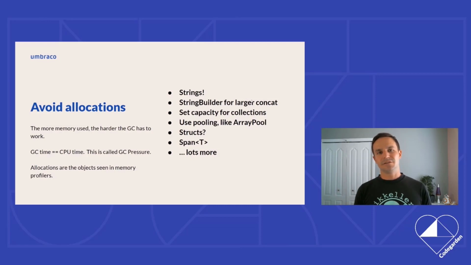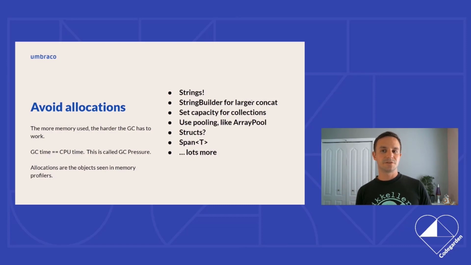So what can we do about it? I mean, there's tons of blog posts you can read about limiting allocations, but it's important to start realizing what these are. So strings is a big one. If you're doing string concatenation, remember that a string can't be mutable. So every time you concatenate a string, it's going to create a new string. That means allocating a new object again.